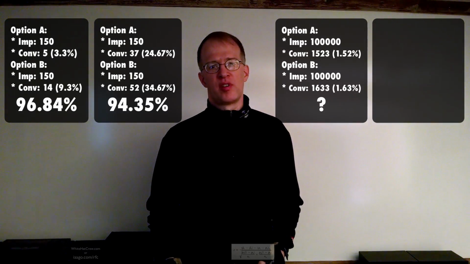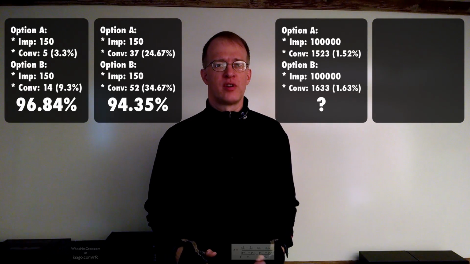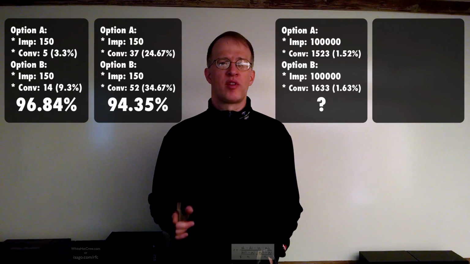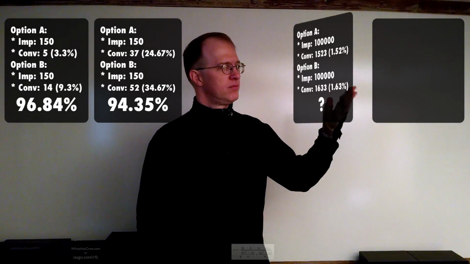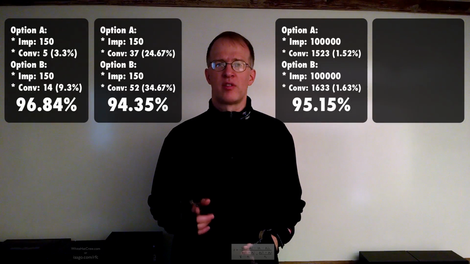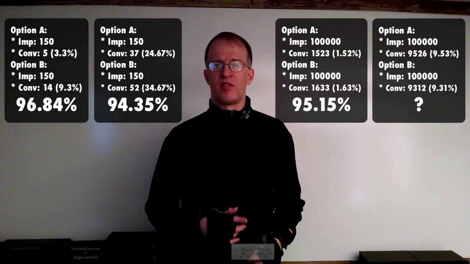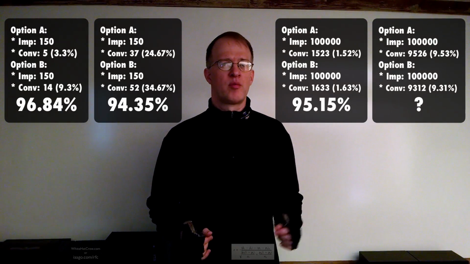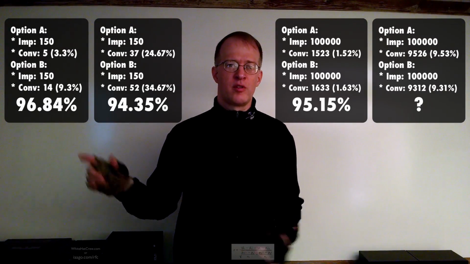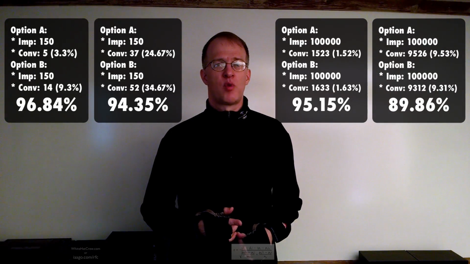Next, let's look at some bigger numbers. 100,000 impressions each with 1,523 versus 1,633 conversions, or 1.52% versus 1.63%. With a difference of 0.11%, what do you think? It's run long enough. We're 95.16% confident that the difference, as small as it is, is real. Again, 100,000 impressions, but this time 9526 versus 9312, and the conversion rates are 0.22% apart. What do you think? If you guess that this is like our first 2 scenarios, you're right. Our confidence score is only 89.86%, not enough to name a winner.